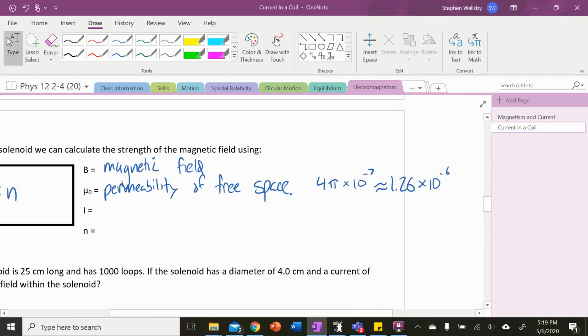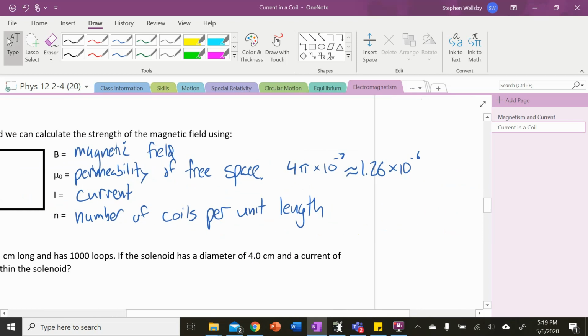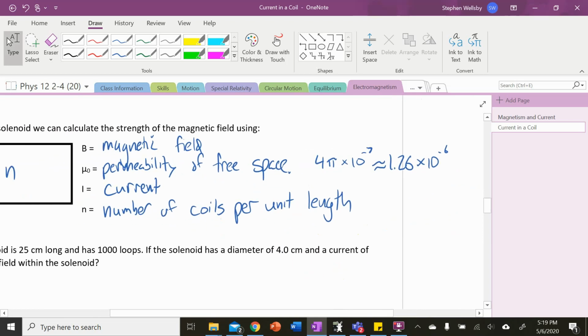Okay, so this is a universal constant, just like big G, for example. I, of course, is the current in the loop, and n is the number of coils per unit of length. So this n is basically telling you how closely packed they are together. So if I'm counting the loops, I might say this is 5 loops, and this is 1 centimeter, and so n might be 500 loops per meter. Okay, so this is a number of coils per unit length.